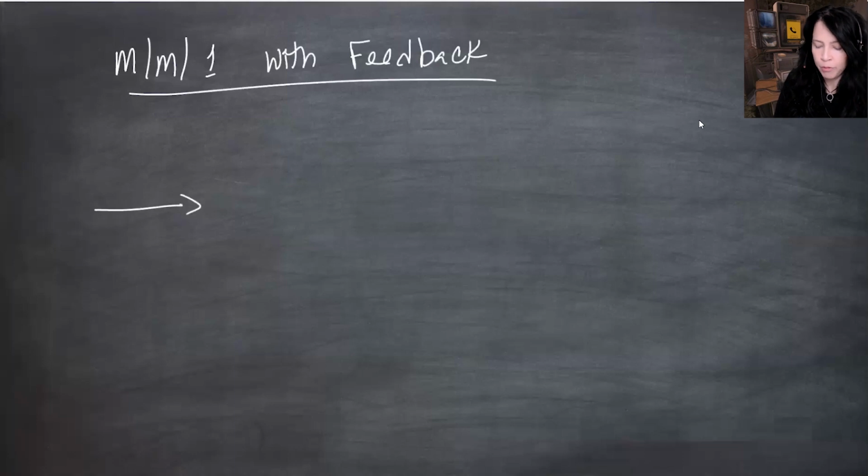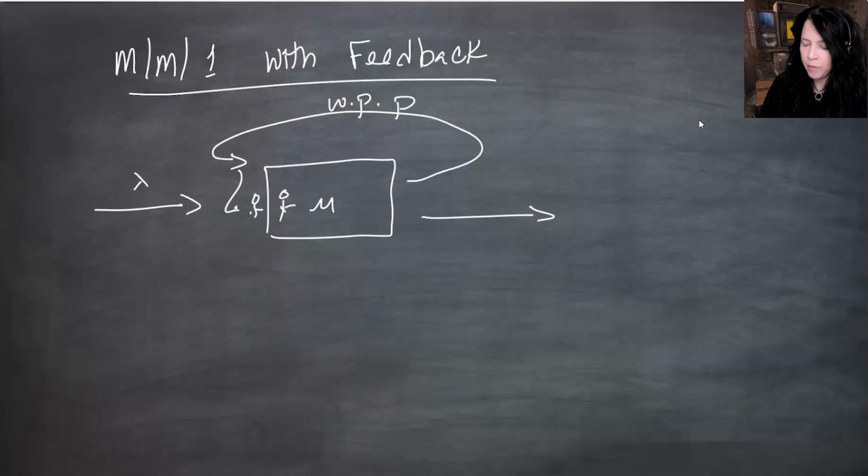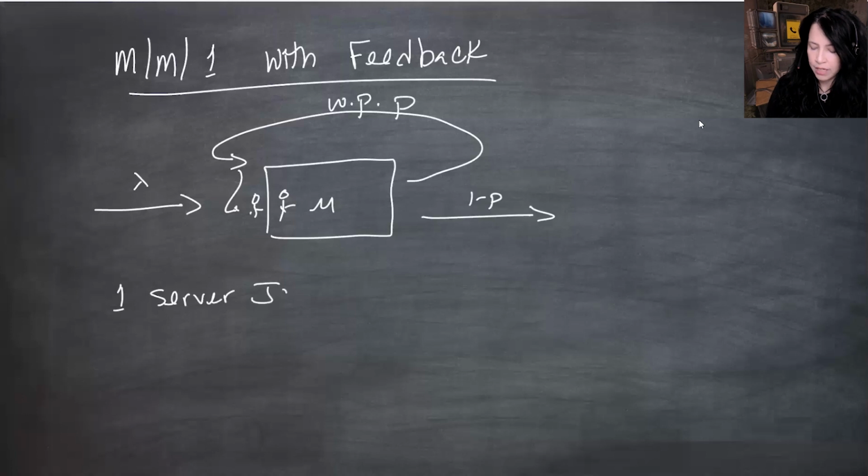We've got a Poisson arrival process with some rate lambda. They line up and go into service with a single server with rate mu. And then with probability P, people come back and join the end of the line. Otherwise, with probability 1 minus P, they leave forever. This is a Jackson network, with one server. So it's a one-server Jackson network.